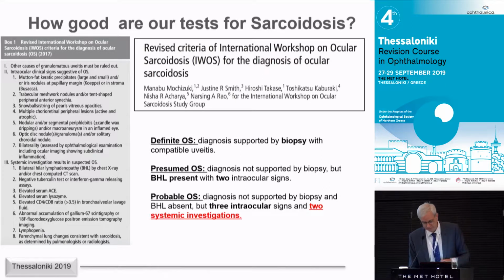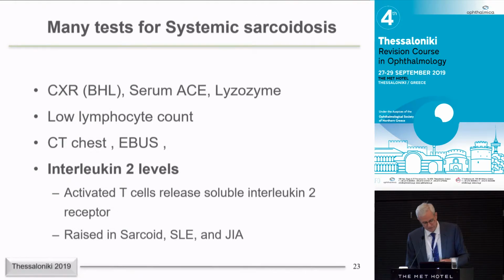Are they any good? Well, these are the sort of tests we might do. Chest x-ray, looking for hilar lymphadenopathy. We can do CT scanning. We can send them to physicians for bronchial biopsies. It depends how far you want to take it. But how good are these tests?